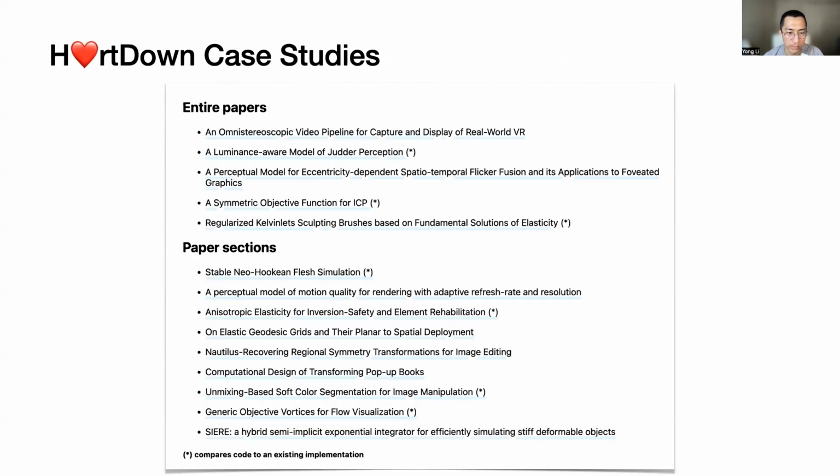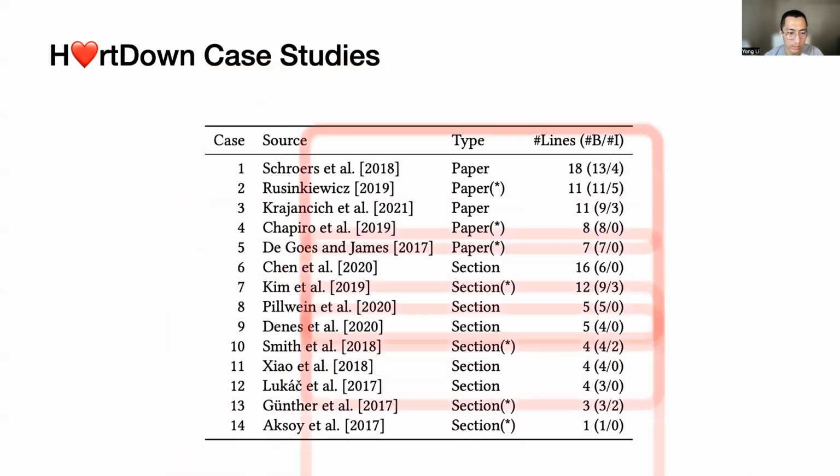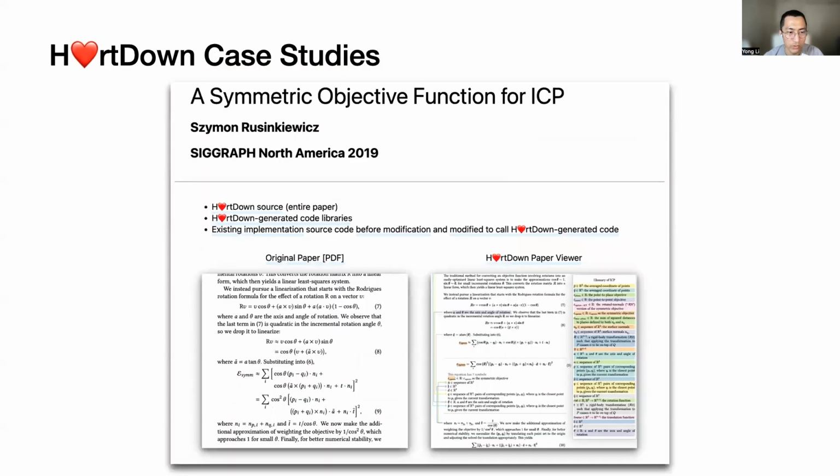We converted a variety of SIGGRAPH papers and paper sections to rtDown. Out of the 14 papers we re-implemented, we only found code online for 7 of them. Each example in our evaluation included rtDown source file, rtDown's generated paper reading environment, and rtDown's generated code library. We also provide a link to the original paper for comparison and side-by-side screenshots.